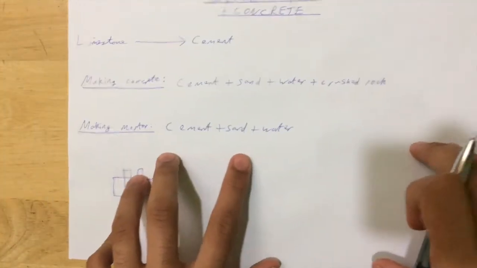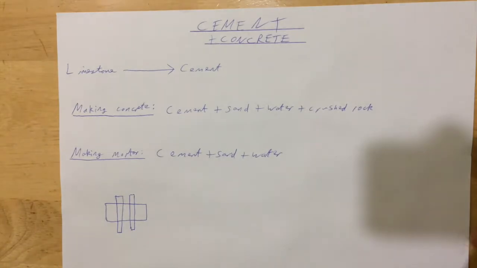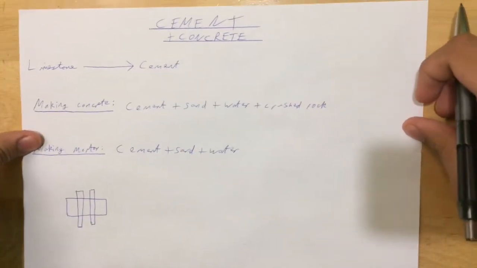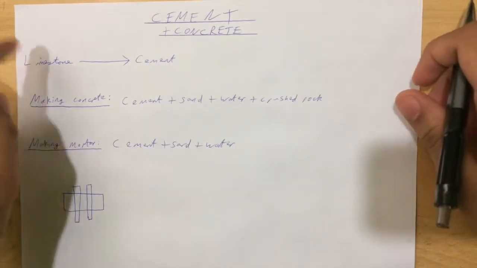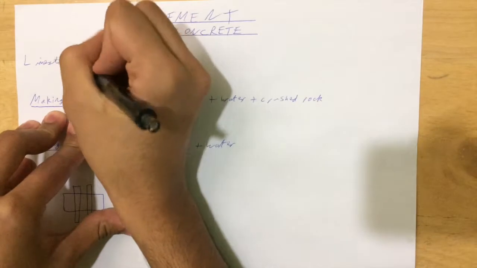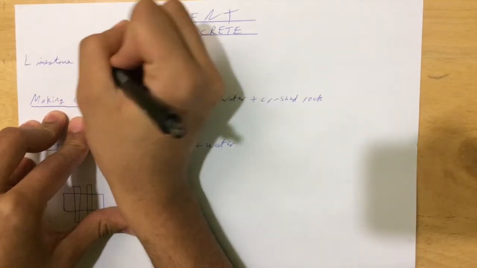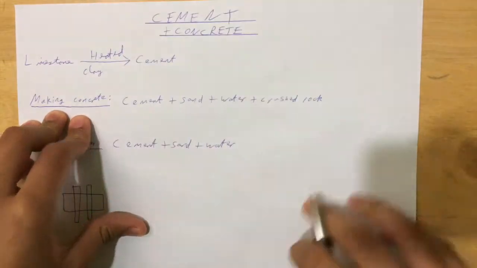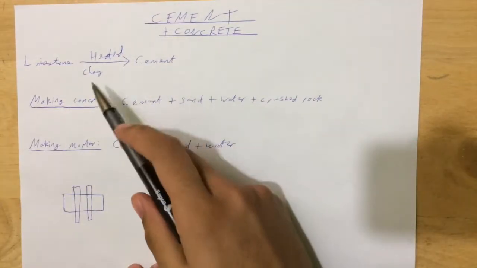Let us move on to cement and concrete. So as I said, limestone is usually used to make cement. And how does this process work? Well, it's mixed with clay and heated, and that gives us cement. How do we make concrete?